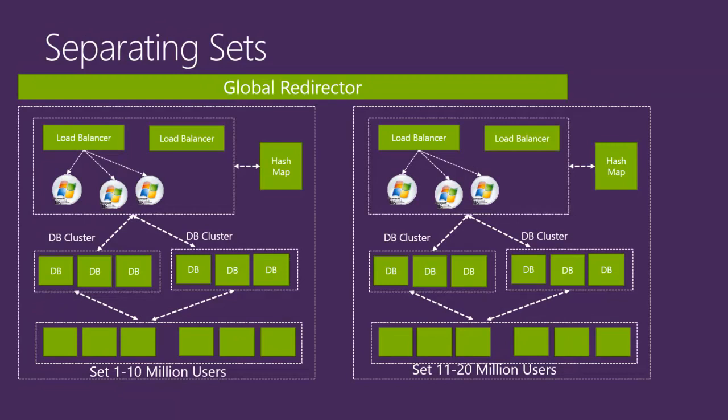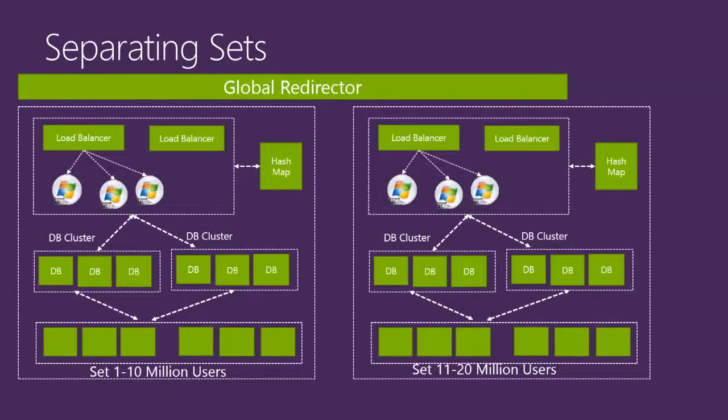Right here is a global redirector. And these guys, if you look at these big rectangles, that are serving a set of 1 to 10 million users and 11 to 20 million users, they're 2 different sets. What we could do is separate these sets, and then we could scale these sets. We can have any amount of these sets.